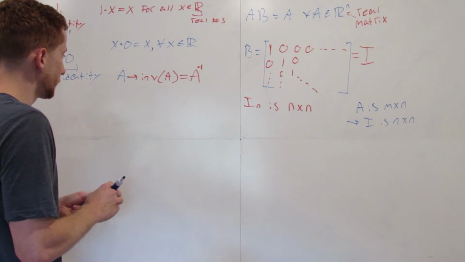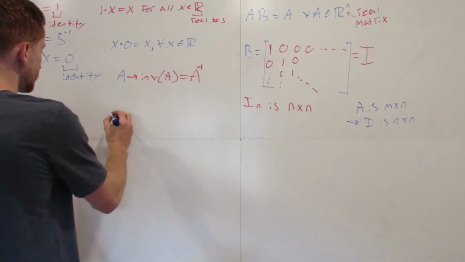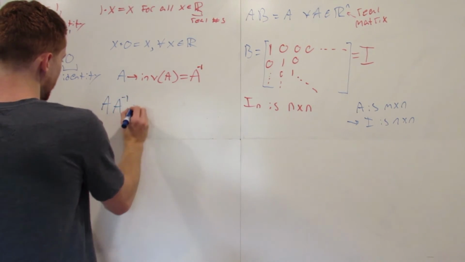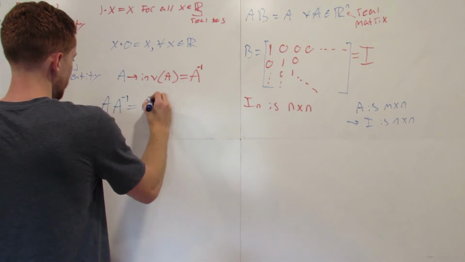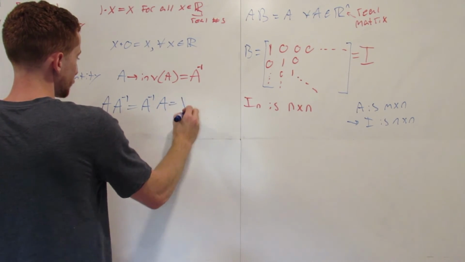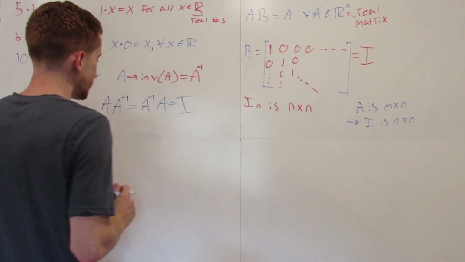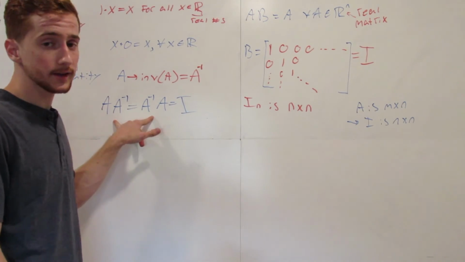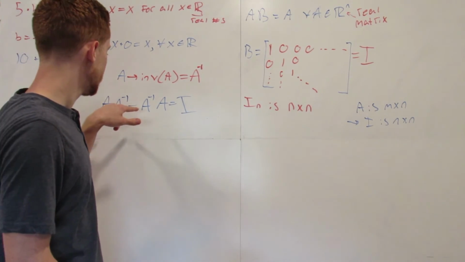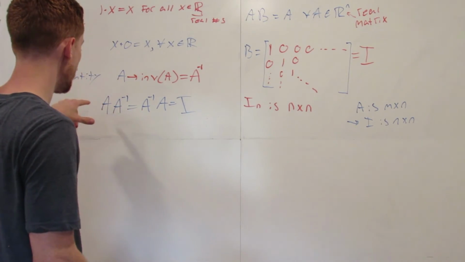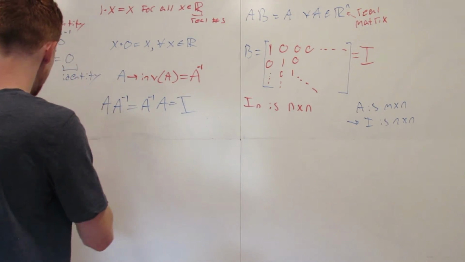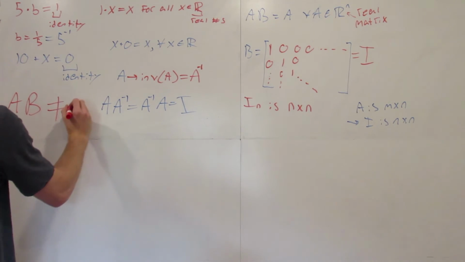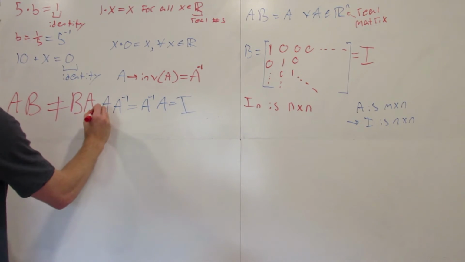Another thing that's true is that A times A inverse is equal to A inverse times A, which is equal to 1, or I. You might be saying, why are you putting this down? Shouldn't these two things be equivalent no matter what? And that's actually not true. When you have matrix multiplication operations, AB is not necessarily equal to BA.